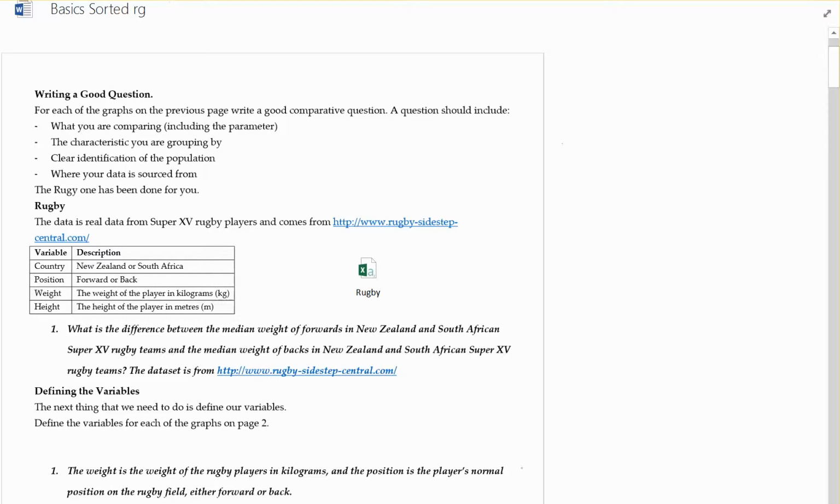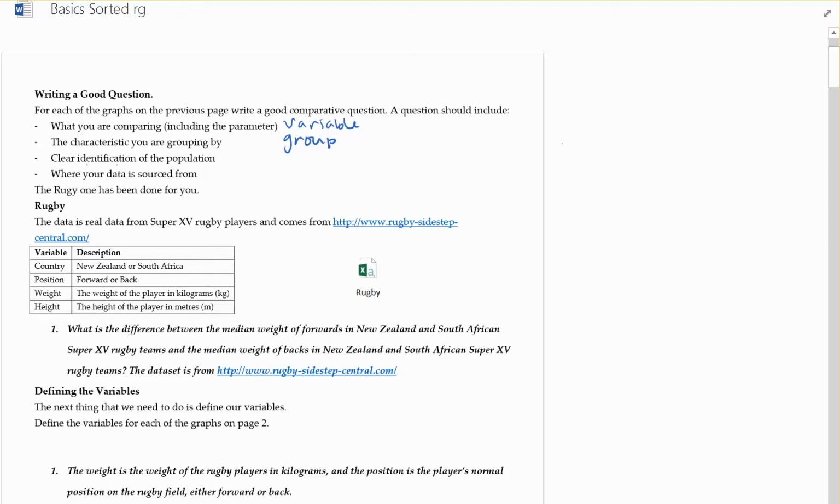Now, the very first part, like most of our internals, is going to be about writing a good question. And what we've talked about in the notes that we did earlier was that we need 4 key things in the question. One of them being the variable, the thing that we're actually going to be comparing and measuring, and the characteristic you are grouping by, which is basically just the groups. Tell me if it's male and female or anything else.